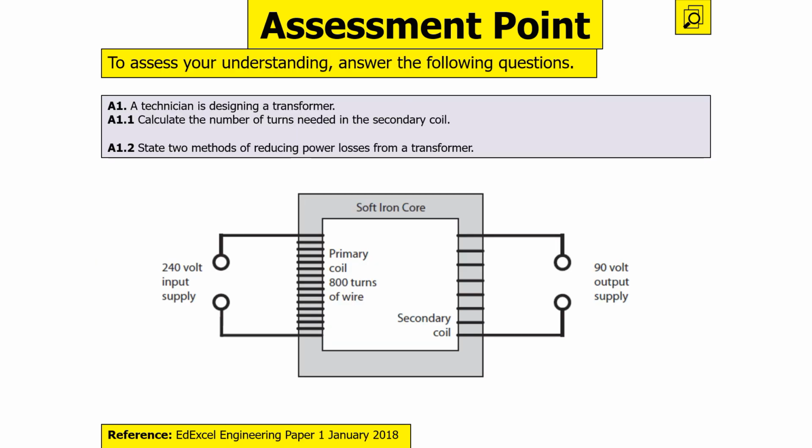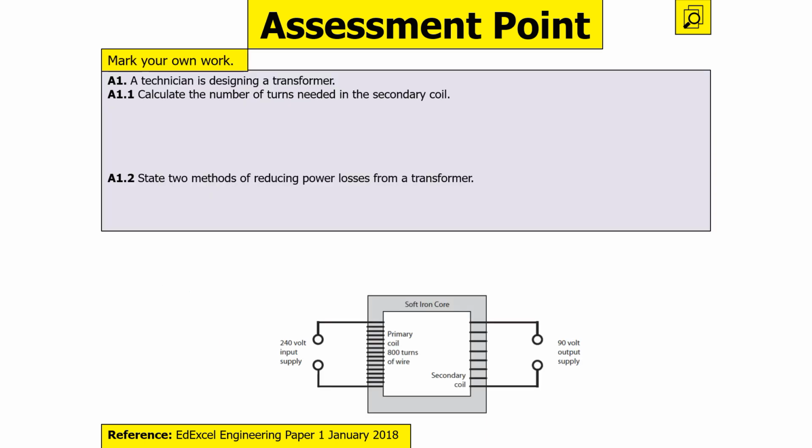The next question says, a technician is designing a transformer. Calculate the number of turns needed in the transformer and then state 2 methods of reducing power losses from a transformer. So pause the video now, then unpause the video when you want to go through your answer. Right, in this first one, we're using the transformer equation. Vp over Vs equals Np over Ns. Remember, V is directly proportional to N. Pop it all through, we get 300 turns. That feels right because the potential difference has gone down from 240 to 90, so the number of turns will go down as well from 800.